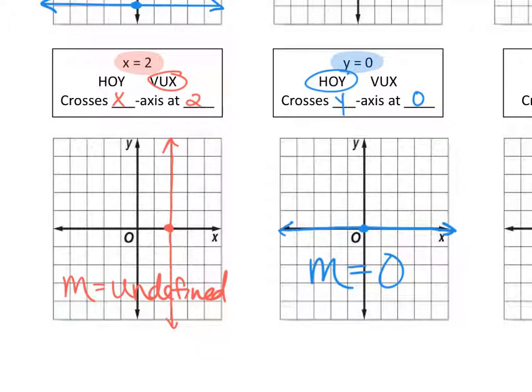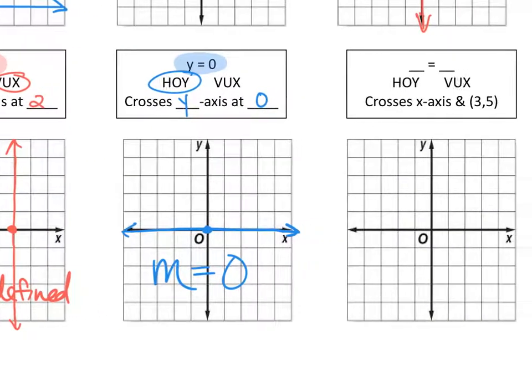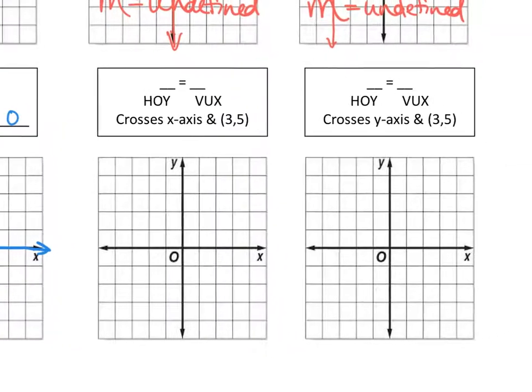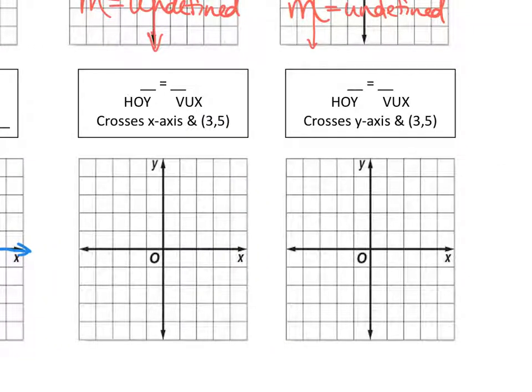All right. Now, I've got some really good questions about these other two. And I think some people are already thinking the right way. These we're going to work backwards on. Because did I give you the equation? No, I didn't. But I gave you other pieces of information. I told you this one crosses the x-axis at 3, 5. If it crosses the x-axis, what kind of line is it? Hoy or Vux? Oh, snap. So check it out. We already know that this equation has to start with x.